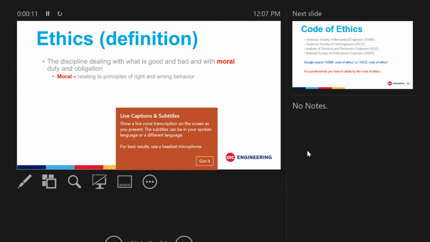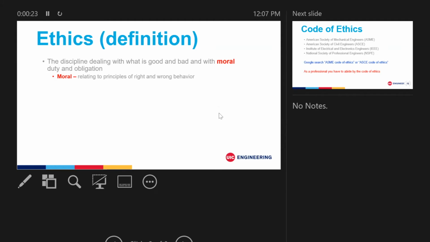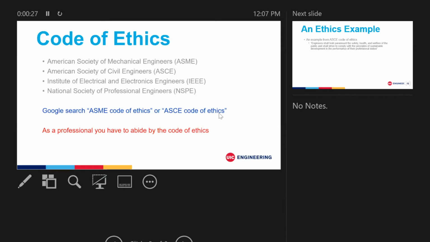what is ethics? Well, it's a discipline of dealing with what is good and bad and following one's moral duty and obligations. And we as engineers have to follow certain ethics. Now, every association has its own code of ethics. So ASME, for example, which I think all of us can identify with, has its own code of ethics. If you search code of ethics ASME, you'll be redirected to a web page where they'll tell you the code of ethics. And other institutes also have their code of ethics.